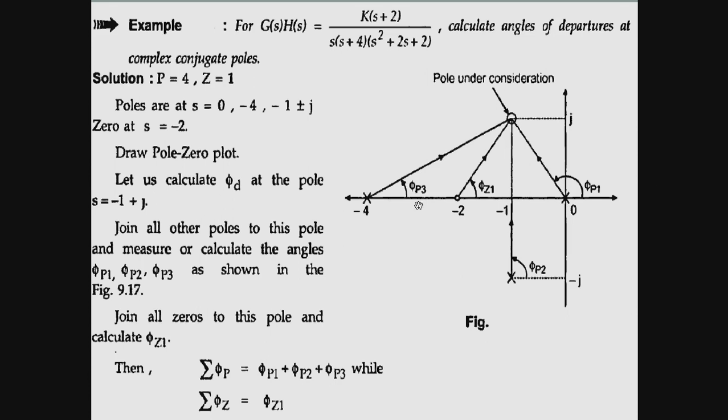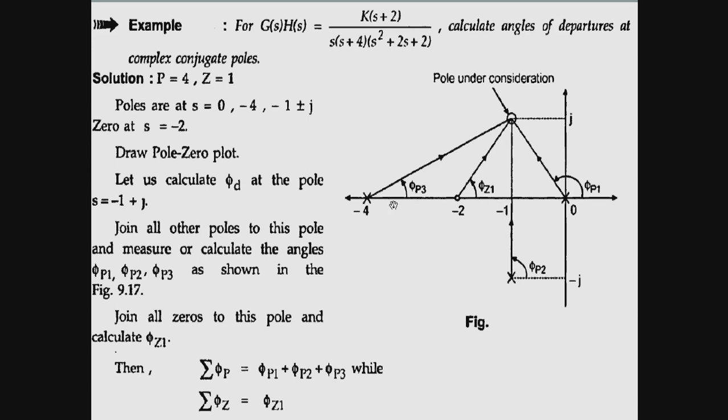So draw the pole-zero plot. If you try to plot it, we have 0, minus 4, and minus 1 plus or minus j. Then we have the zero to be drawn, which is at minus 2, 0. Let us calculate phi d first at the pole. We generally calculate it for complex conjugate poles. Yes, you have to remember that. So let us calculate phi d at minus 1 plus j.